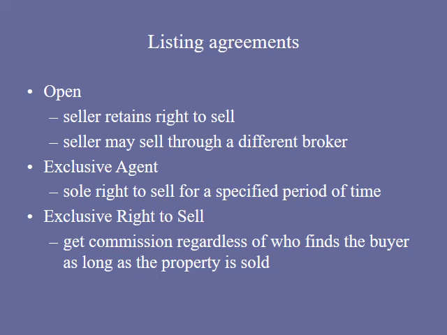Now, there are a couple of different types of listing agreements. One is open. That means that the seller is hiring a real estate broker to help sell the home, but the seller retains the right to sell it through his own efforts or through a different broker. So there is no guarantee here at all that when that house sells, that the real estate agent who took the listing will in fact get a commission if the seller sells it through either a different broker or on his or her own. This is a little risky in that it could lead to litigation.